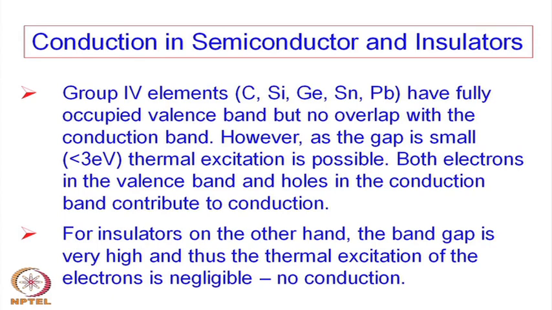Which are the basic semiconducting materials normally known to us? It is group 4 elements: carbon, silicon, germanium. Silicon is the most valued one. It is not only cheap, but it has been extensively used in the microelectronic industry. So, silicon is the basic building block for the semiconductor industry today. In addition, germanium, tin, lead, all of them have semiconducting property at different temperatures.